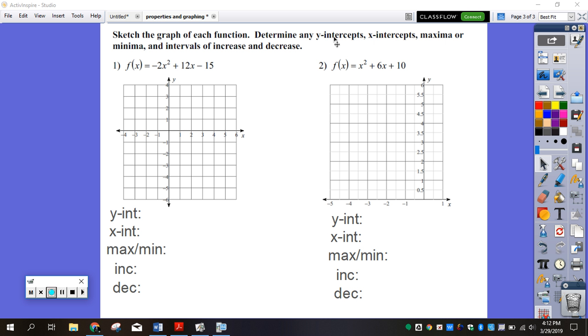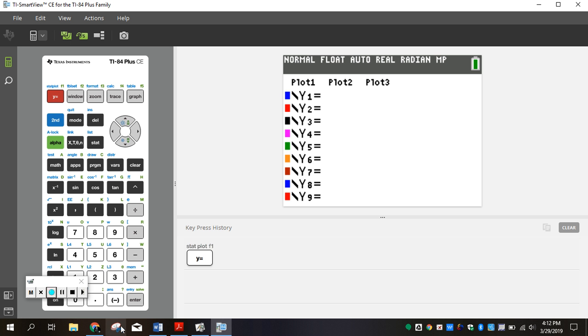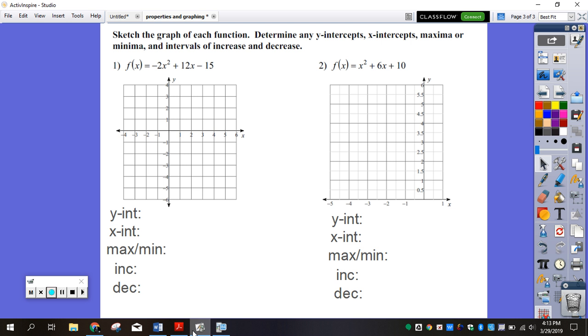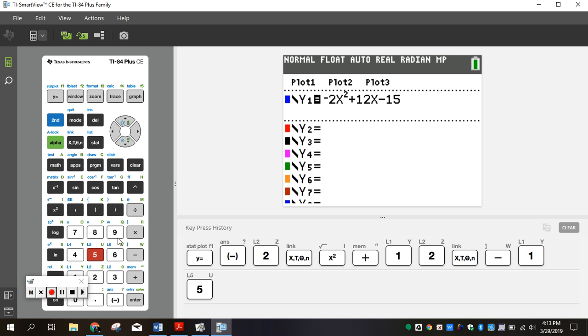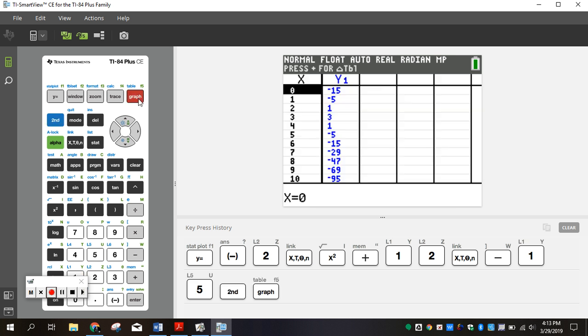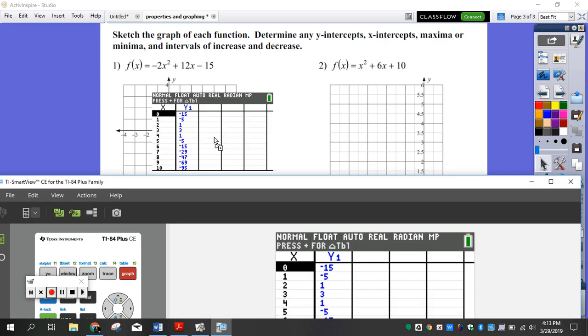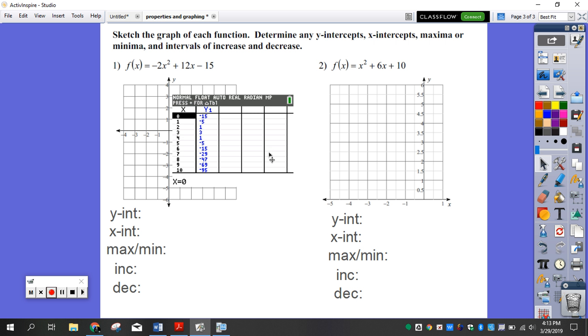First thing we would need to do if we're going to sketch a graph is type our equation into y equals. So negative 2x squared plus 12x minus 15. I would go to y equals, it was negative 2x squared plus 12x minus 15. If I go to the table, I can have a list of values that would allow me to plot the points I need to graph.